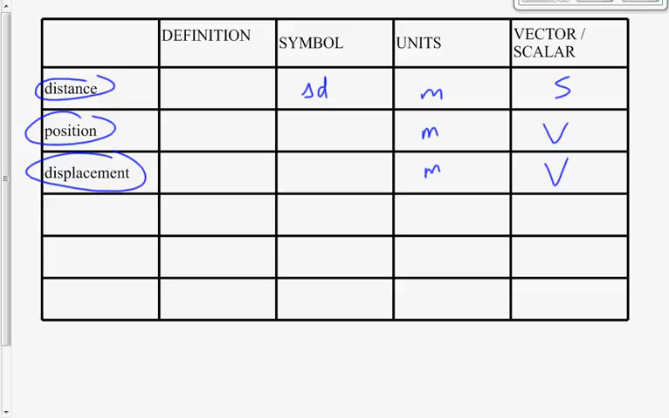Position is going to be, remember that one? Remember that symbol? Yeah, it's going to be d with a little half arrow over it. What does that half arrow mean? Good. It means it's a vector. Anytime you see d with a half arrow over it, you know it's a vector quantity.